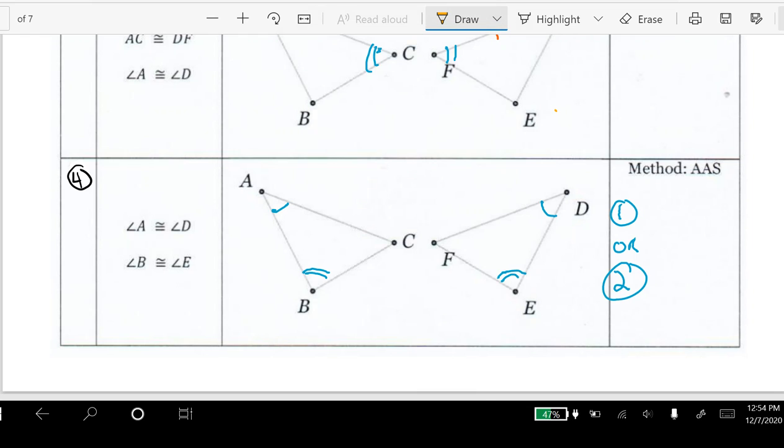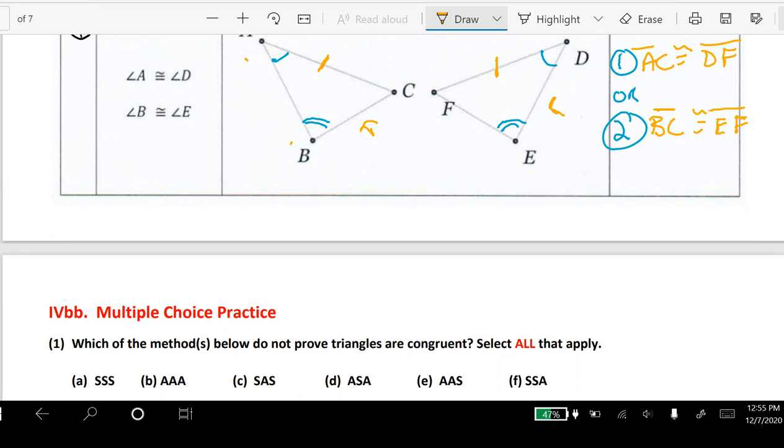So you don't want it to be this side, the yellow side here, because that's ASA. That's not what we want. So what we need is for the other side to be the one. So we could say AC and DF. Or we could have the other pair and say, for instance, this one here, BC is congruent to EF. All right, let's keep it moving.